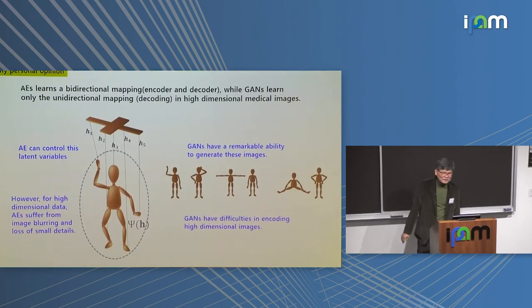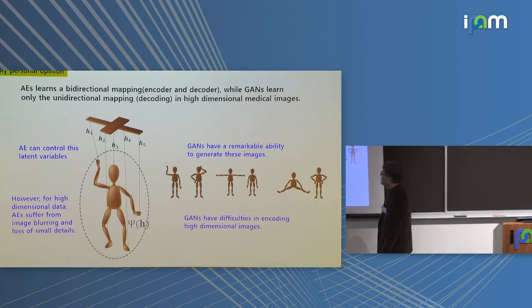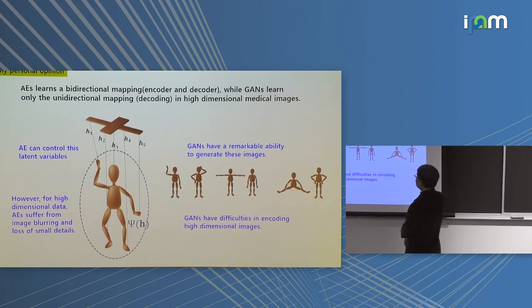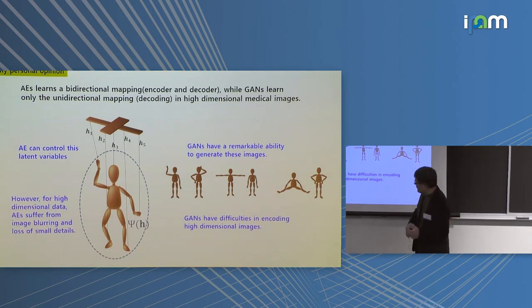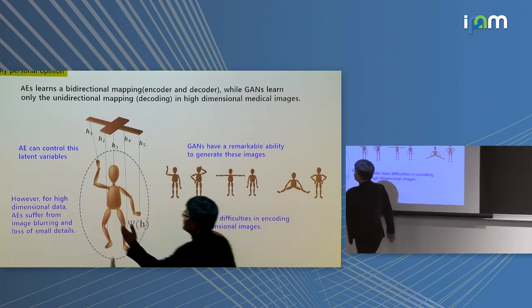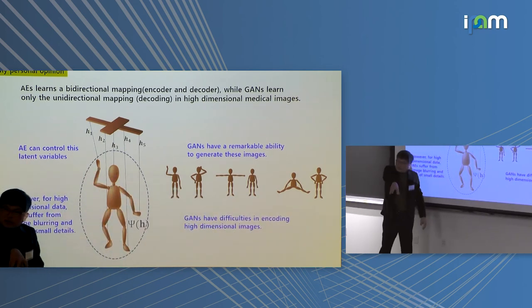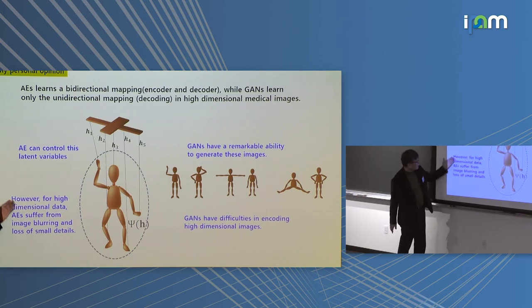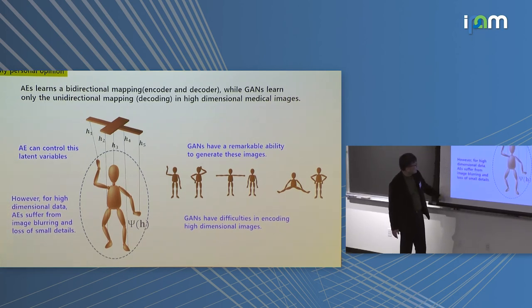The problem is that the autoencoder learns a bidirectional mapping, that is the encoder and decoder, while GANs learn only a unidirectional mapping, decoding, in high-dimensional medical images. In low-dimensional cases, GAN works. GAN is working, but high-dimensional 500 by 500 images are difficult. The autoencoder can control the latent variable very well. However, with high-dimensional data, the autoencoder suffers from image blurring and loss of small detail, in my team, not here.